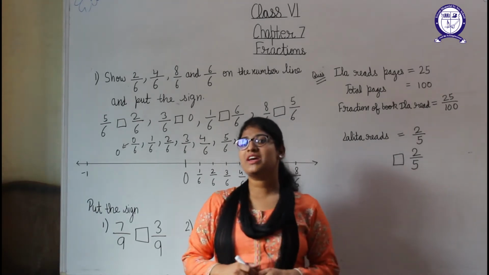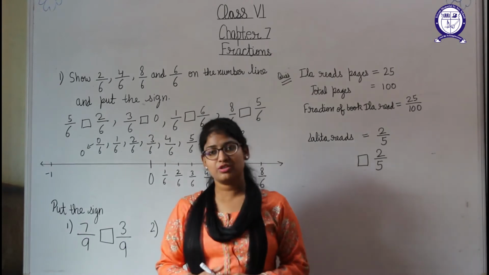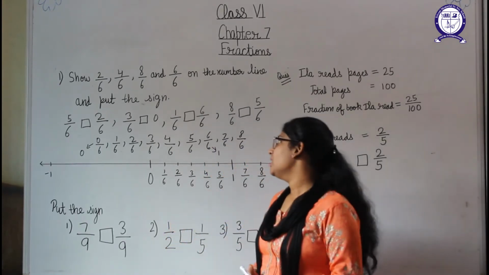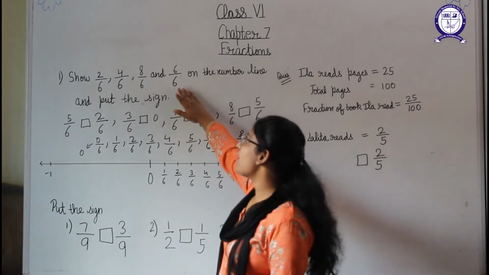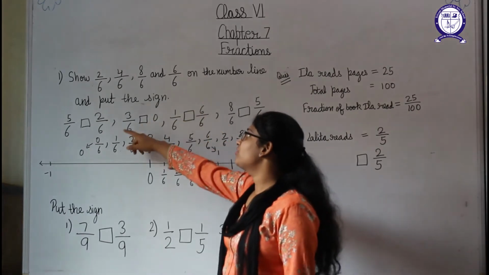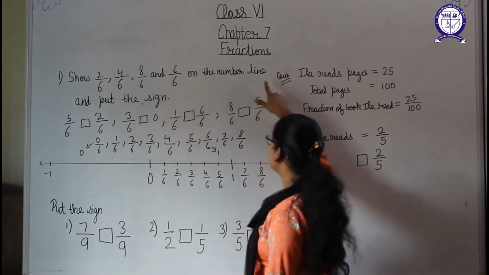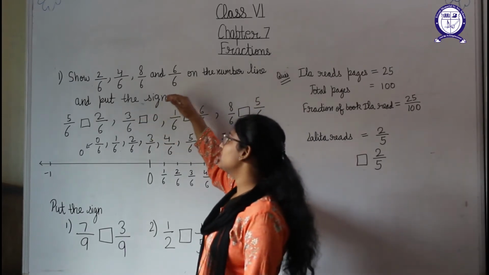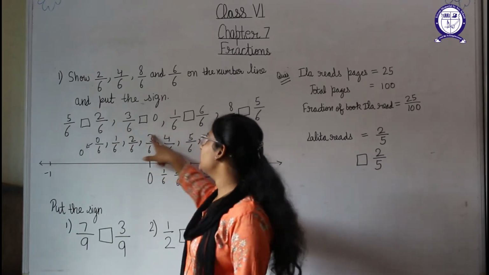In our previous video we learned how to show fractions on a number line. In this one, we have to show rational numbers on the number line and also put the sign accordingly. You have to show 2 by 6, 4 by 6, 8 by 6 and 6 by 6 on the number line, and put the sign accordingly. These are the fractions given to us and we have to compare between them.